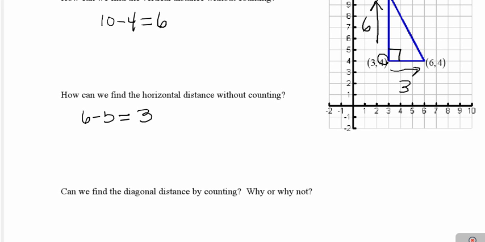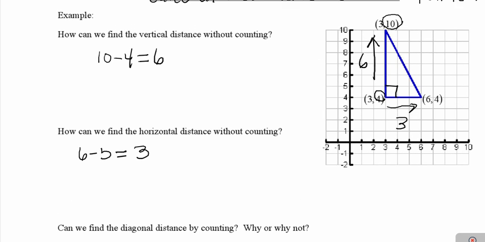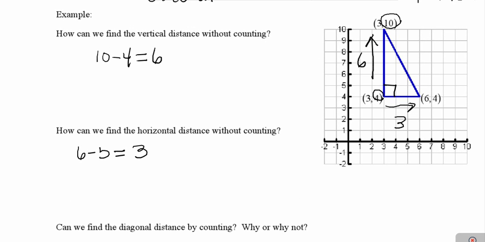Now the third question says, can we find the diagonal distance by counting? Why or why not? Now this is a little bit more challenging if you try to count because it's on this slant, so it's not as straightforward. But if you notice that you have this right triangle here, back to the last section, 9.4, anytime you have a right triangle and you know 2 of the sides, you can always use the Pythagorean theorem to find the third side. So we could do that without counting, just simply using the Pythagorean theorem to find that distance there. So I'm going to go ahead and do that.